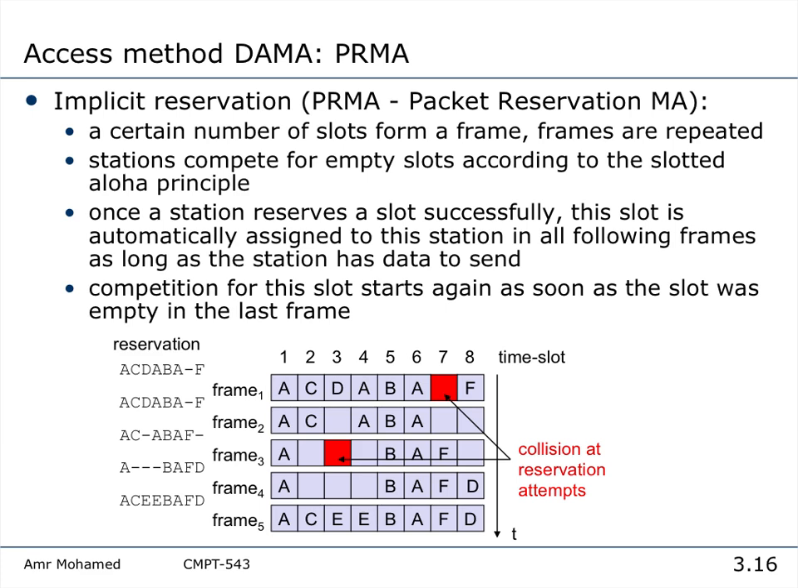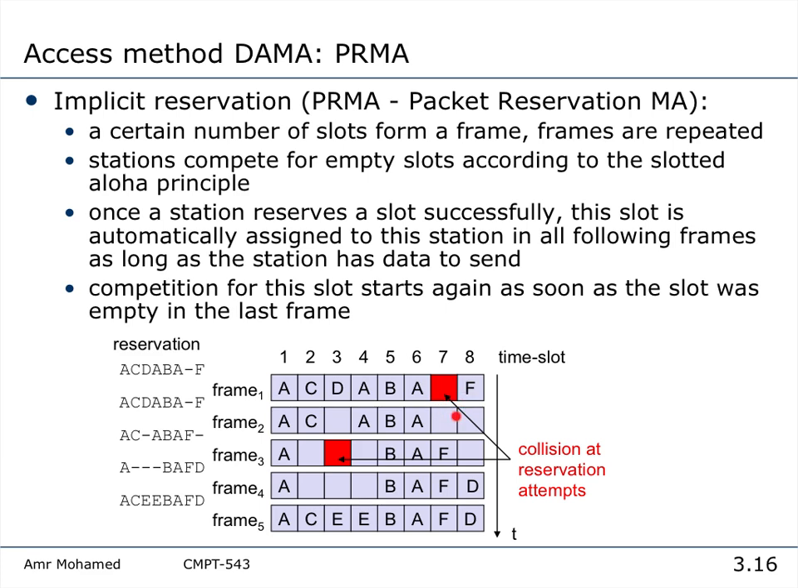Which means that nodes will contend on the time slots, right? So here, node A was able to send on this time slot successfully in the first super frame, right? So in that case, it's implicit that node A has reserved this time slot from now on. Node C was able to send, node D was able to send.